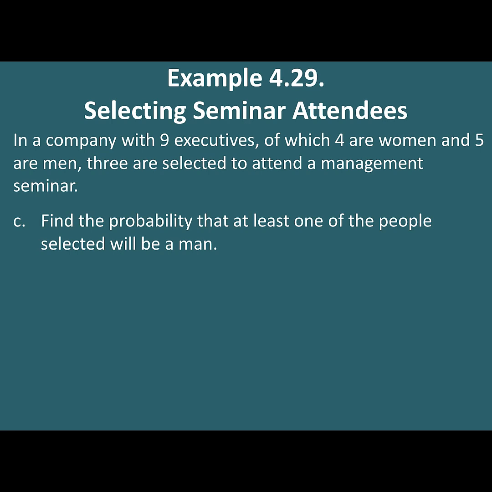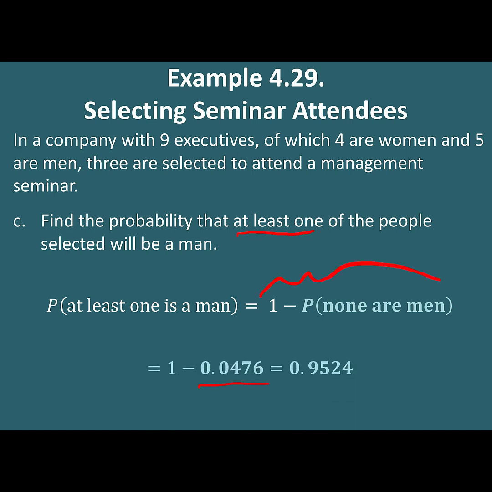Now let's go ahead and find the probability that at least one of the people selected will be a man. Once again, there's that phrase, at least one. We need the same formula of 1 minus the probability that none are men. Now, as you saw from part A, we already calculated the probability that none are men. So we go ahead and use that numerical value. 1 minus 0.0476 is 0.9524. So a pretty high chance that the committee of 3 will at least have 1 man.